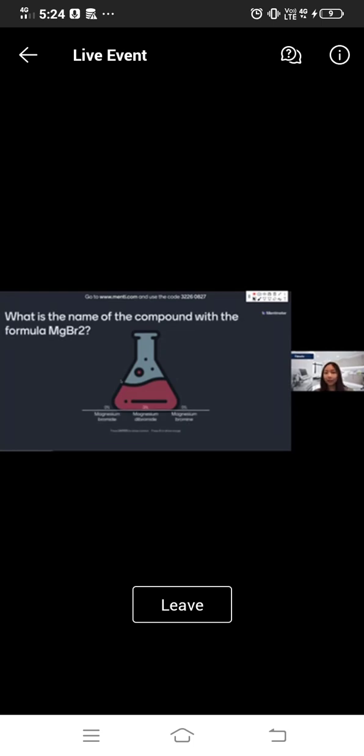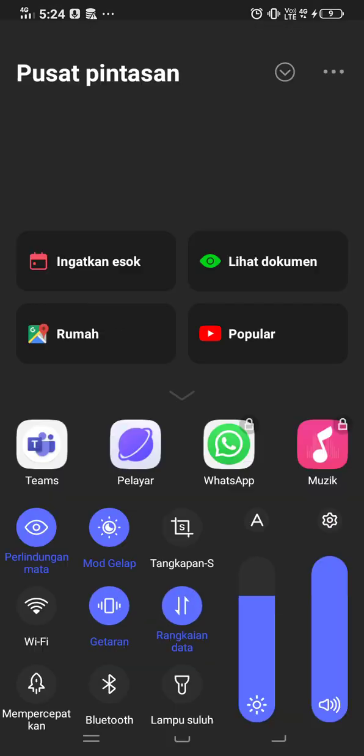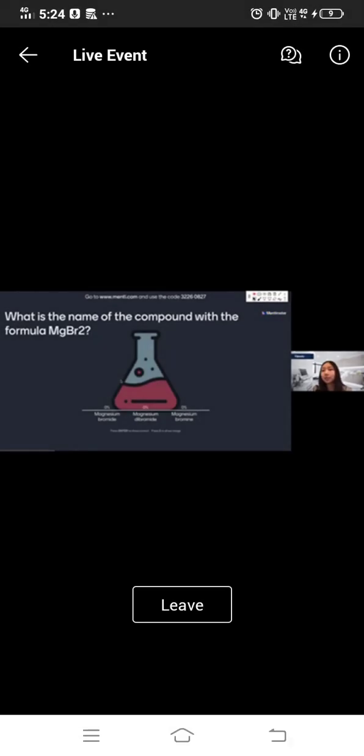Great. So everyone head over to Mentimeter. This time we put some of the exam questions in the quizzes so that everyone can try answering more interactively. The first question is: what is the name of the compound with the formula MgBr2? We haven't really talked about names, but we did cover it very slightly, so try to make a guess if you can.